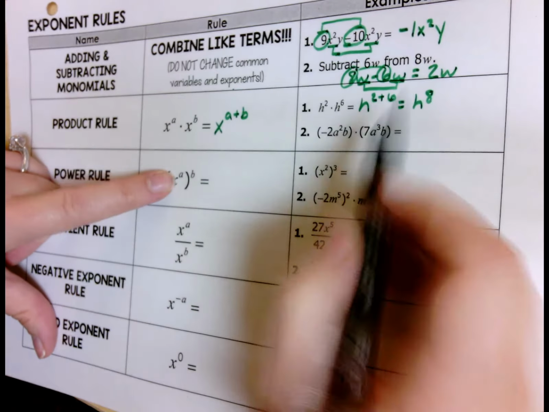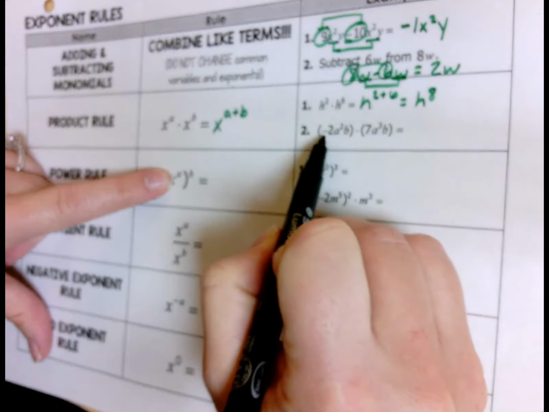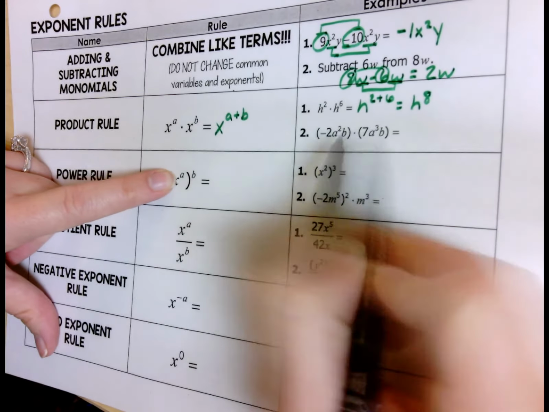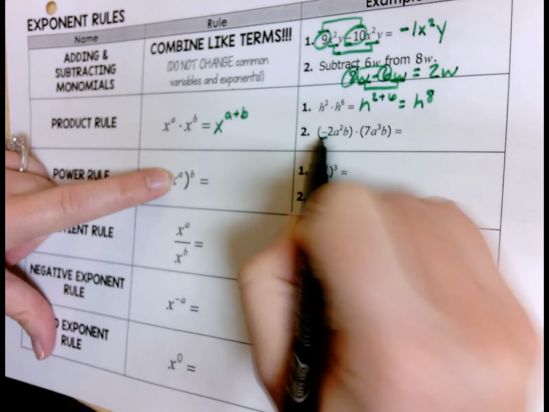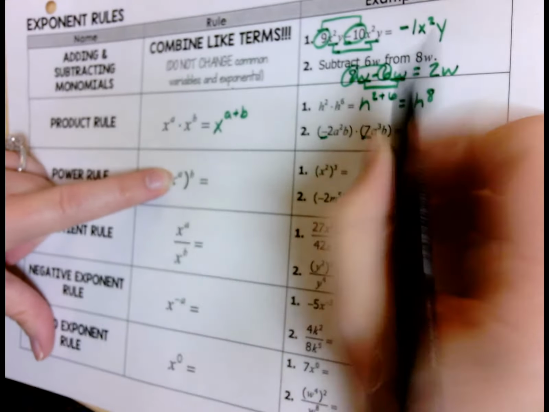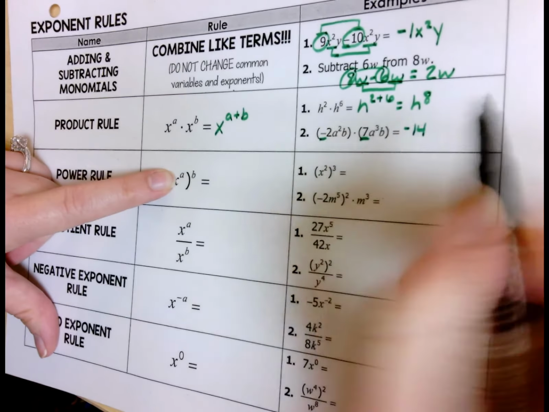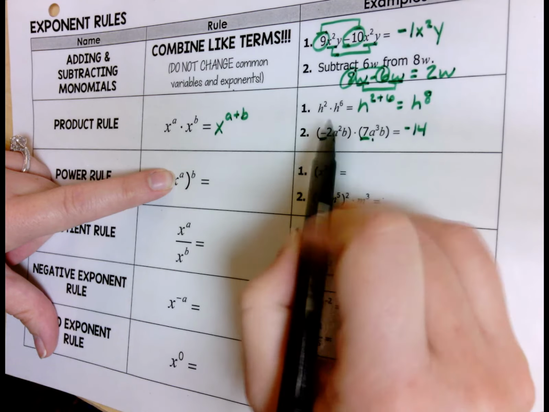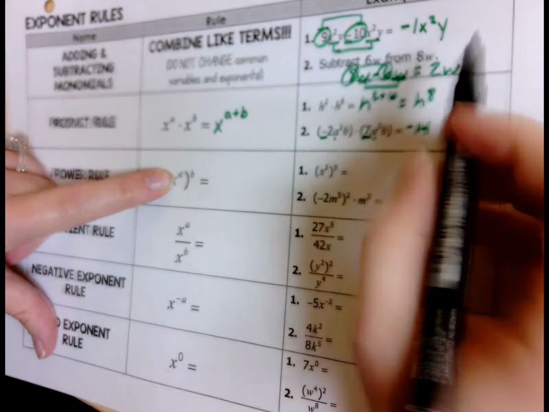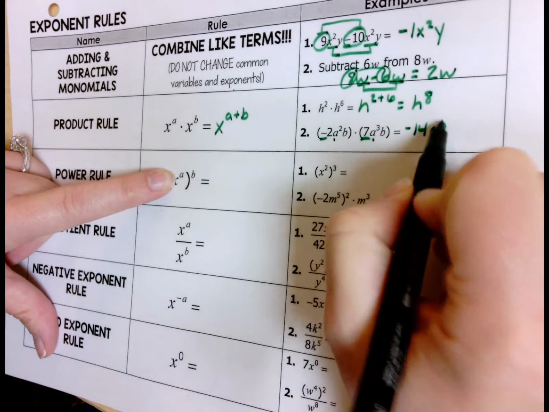Okay, same thing down here. We have -2a squared b multiplied by 7a cubed b. So we're going to start with the coefficients. We're going to multiply -2 times 7, which is -14. Then we're going to multiply a squared times a cubed. So we're going to add the 2 and the 3. So that's going to be a to the 5th.